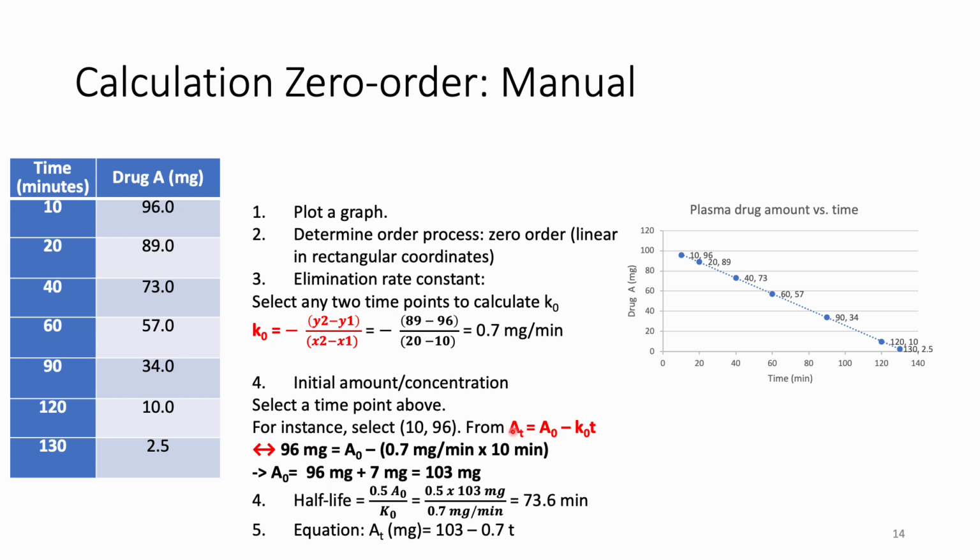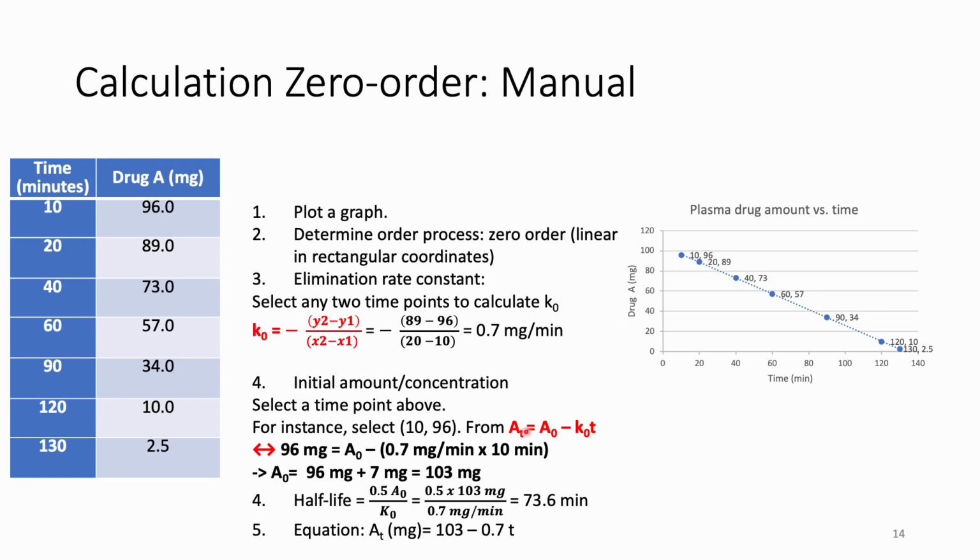So this is At. I consider the time t equal to 10 minutes. I have drug A is 96 milligram. From this information, I will calculate what is the amount of drug A at the time equal to 0 minute.